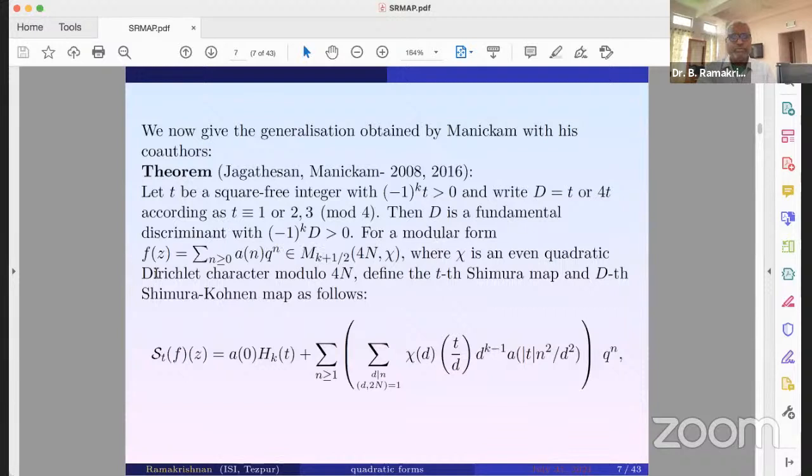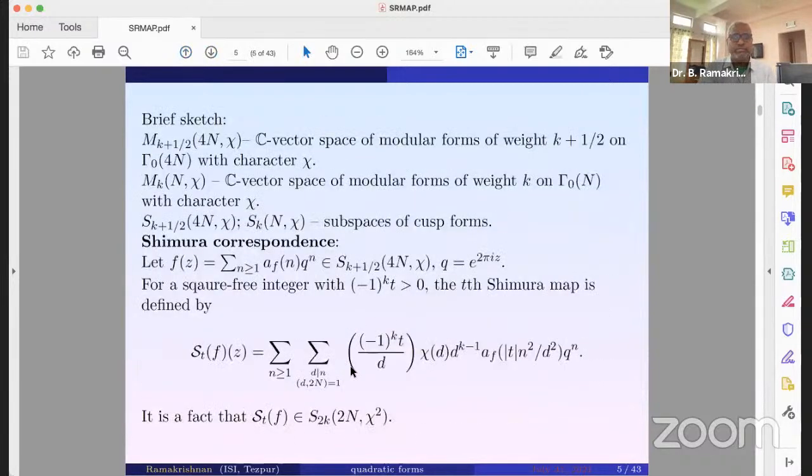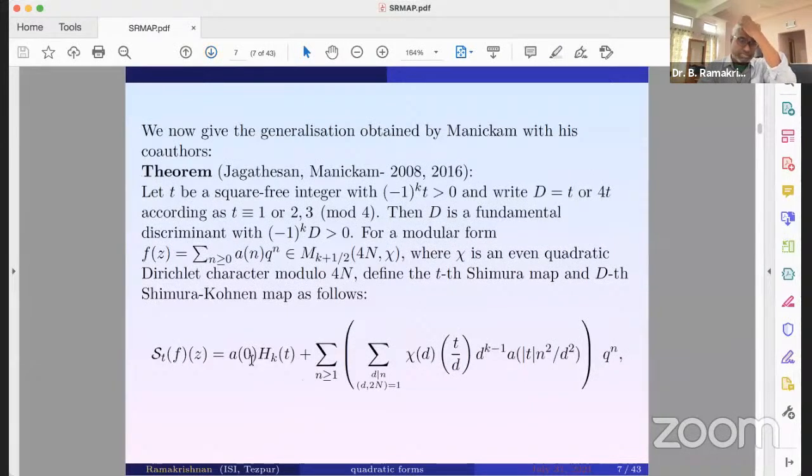Then for a modular form f with coefficients a(n), of weight k plus half, level 4 and character chi, the d-th Shimura map and the d-th Shimura-Cohen map are defined as follows. The difference is only in the constant term. When n is greater than or equal to 1, the terms are exactly the same. Only the constant term has to be defined, that is, a(0) is the constant term in the Fourier expansion. This h_k(t), I will describe below. The other things are the same as before.